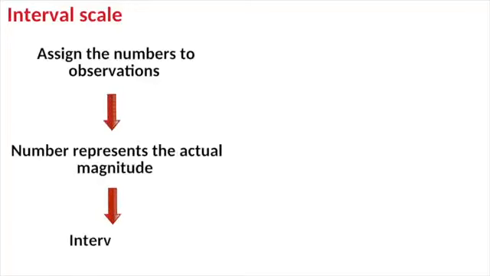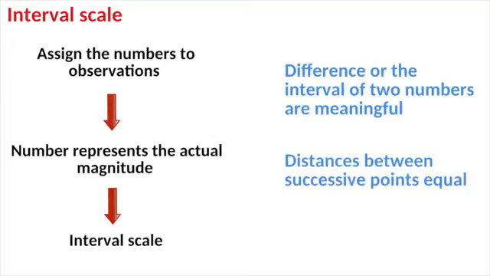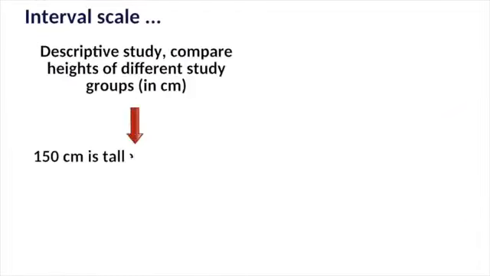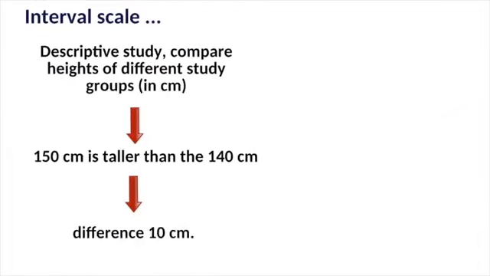Interval scale. When the researcher assigns numbers to observations, and if the number represents the actual magnitude of it, this scale of measurement is called interval scale. Other features of the interval scale are that the difference, or the interval, of two such numbers that have been assigned are meaningful, and theoretically, the distances between successive points in the interval scale are equal. In a descriptive study, a researcher may plan to compare heights of different study groups and may assign them values in the interval scale using the unit centimeter.